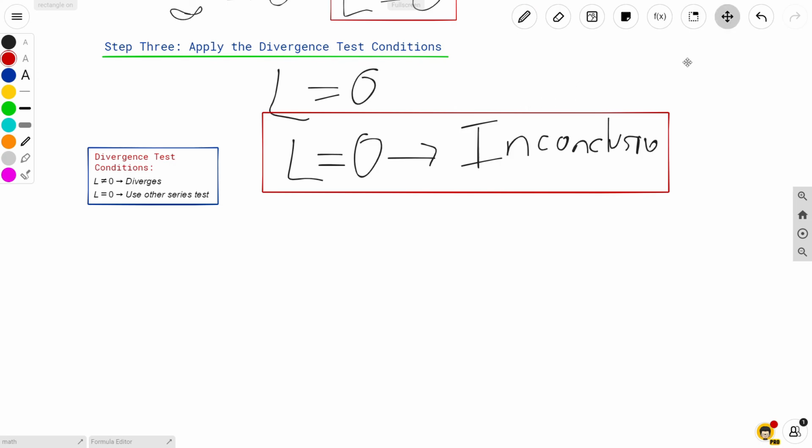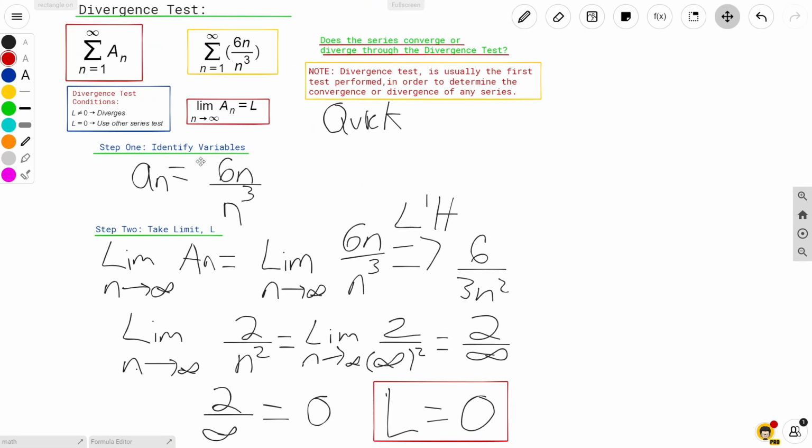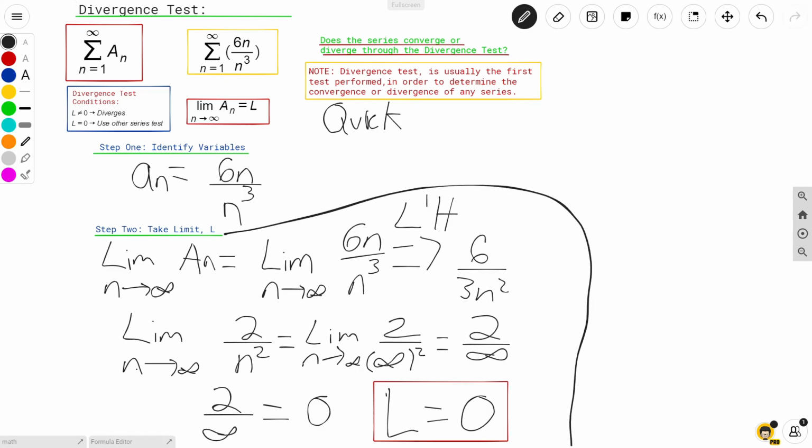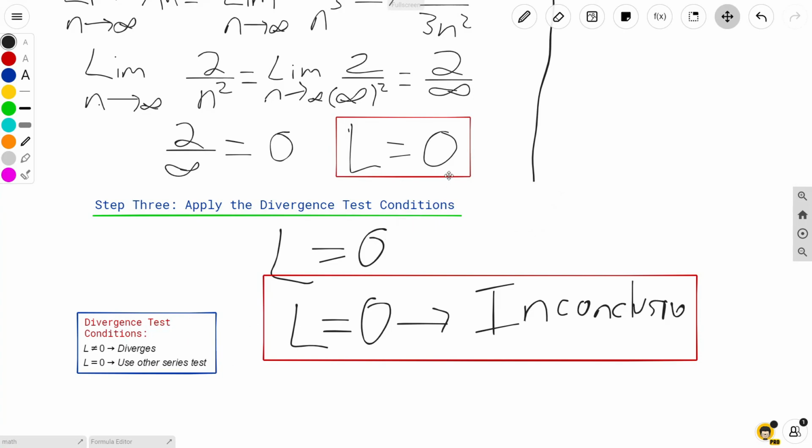So in quick retrospect, what did we do? In step 1, all we did was identify the variable, which in this case was a sub n. A sub n was 6n divided by n cubed. Then in step 2, we did all the arithmetic and found out what L would be by computing the derivative, applying L'Hopital's rule. Then in step 3, we applied the divergence test conditions, which say that when L equals 0, the test is inconclusive, and we can test convergence or divergence using another method, but not this method.